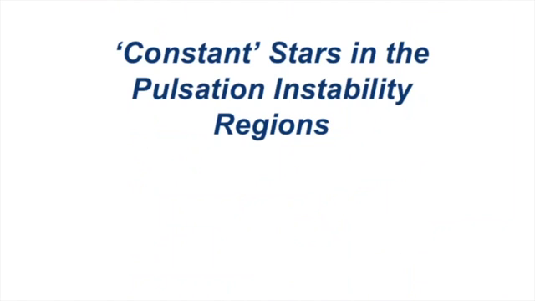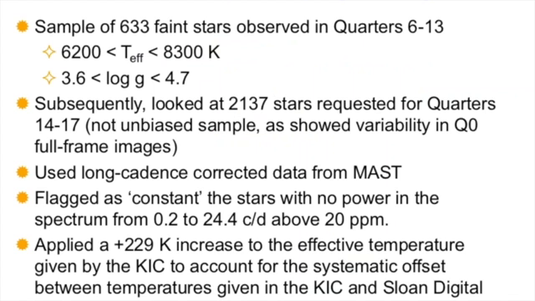Okay, so another problem is that we can find stars that aren't showing any pulsations at all, but they're in the pulsation instability region. So this is a summary of the Kepler Guest Observer Program stars that I looked at. I had 633 faint stars in quarters 6 to 13 of the Kepler mission, and then later in quarters 14 to 17, I asked for 2137 more stars, and I tried to pick stars in or near the instability region and on the main sequence of particular effective temperatures and log surface gravity. And I have long cadence data, and I was looking for stars that showed no variability down to 20 parts per million, which is pretty low. That's about the most accurate I could get on these faint stars.